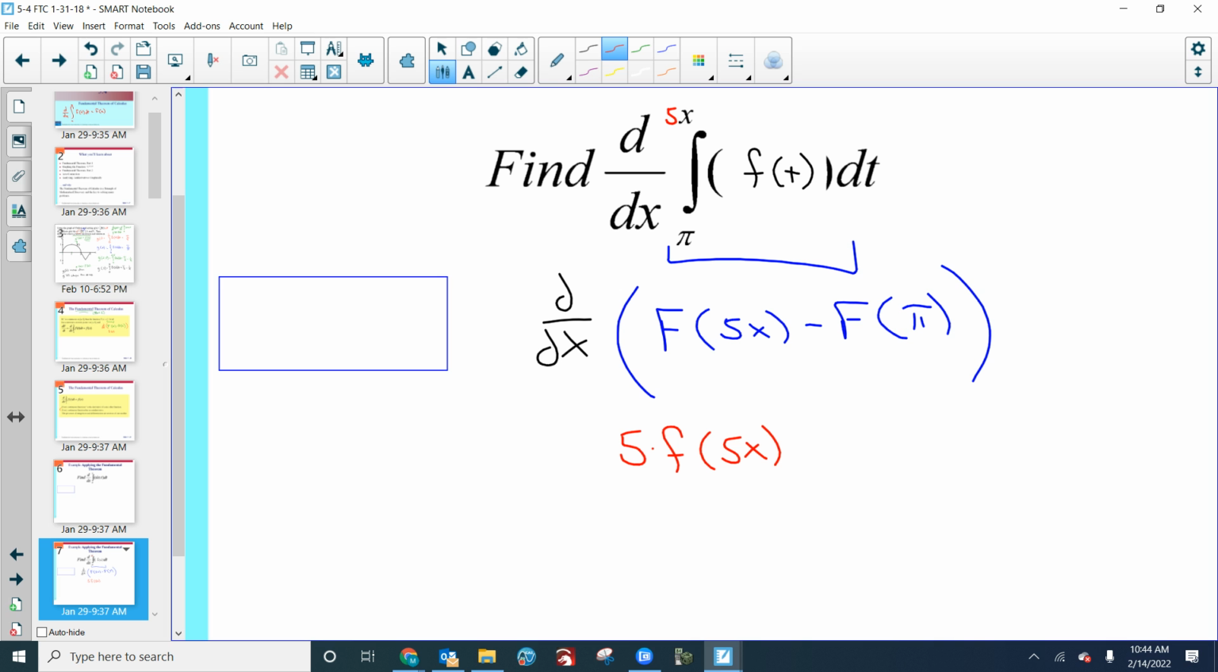Minus 0. Pi is a constant. Capital F of pi would be a constant. The derivative of a constant is 0. So why was this worth doing? What does 5 f of 5x tell you to do?